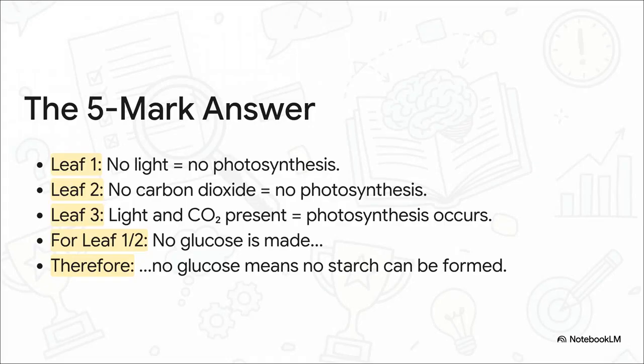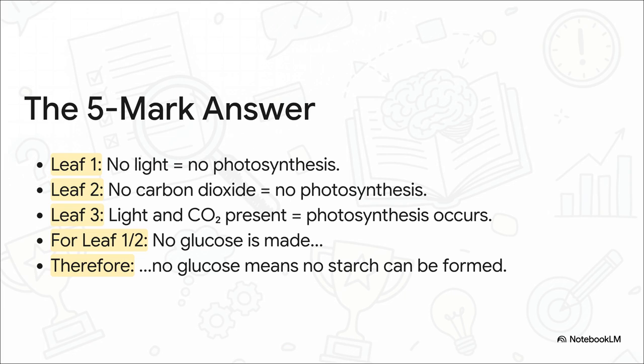And here they are, the 5 golden tickets, straight from the mark scheme. Notice how specific they are. Mark 1, for leaf 1, you have to say there's no light, so no photosynthesis. Bam! Mark 2, for leaf 2, no carbon dioxide, so no photosynthesis. Mark 3 is for explaining our control. Leaf 3 has both light and CO2.